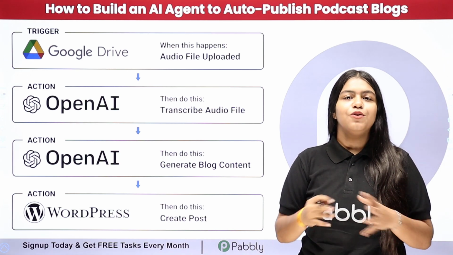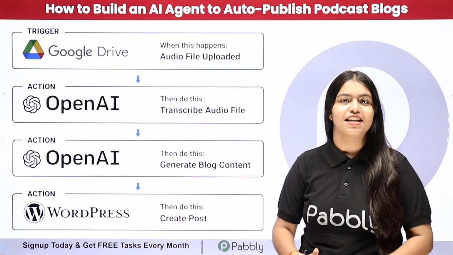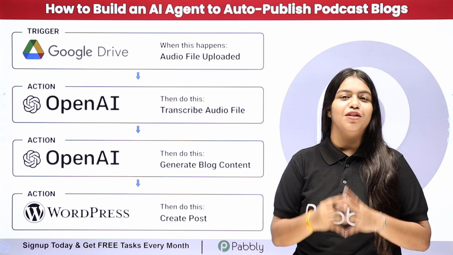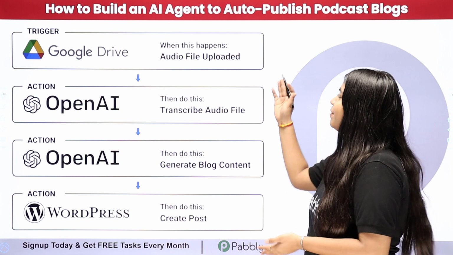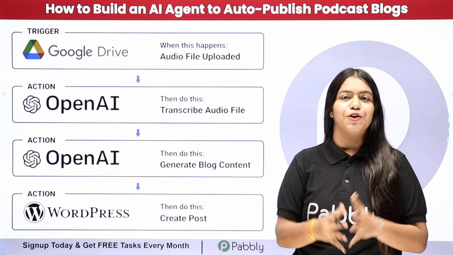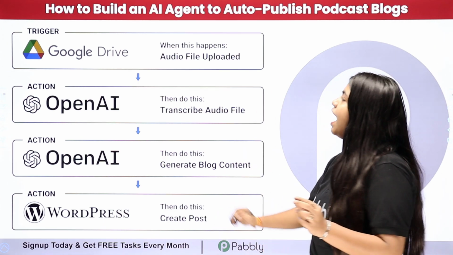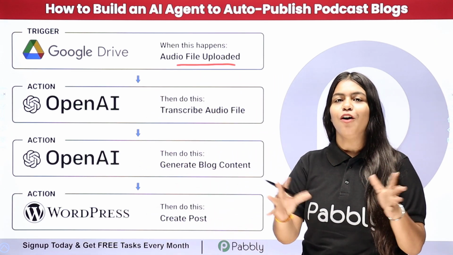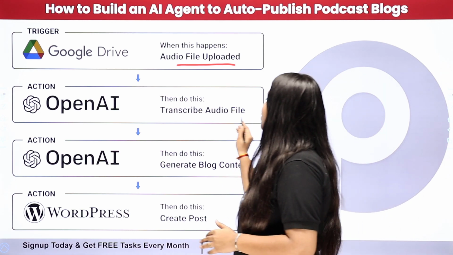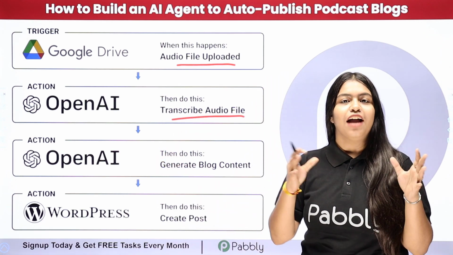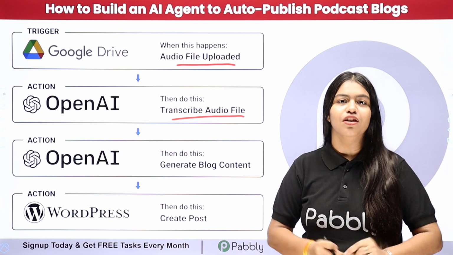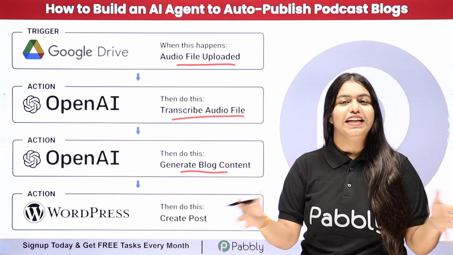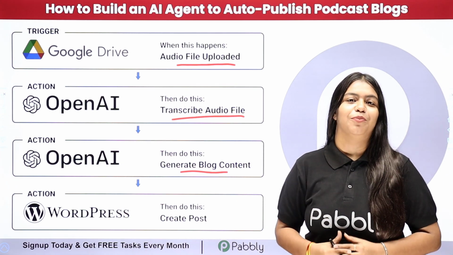So over here, I used to regularly publish podcasts, but writing them in blogs is such a time-consuming task. So to solve this problem, I've simply created this amazing automation where what is going to happen is that as soon as I add my audio file, which is my podcast, into my Google Drive account, automatically my AI agent is going to transcribe the audio file. And further, using that same transcription, we are going to generate the blog content using our AI agent. And further, we can post that blog content on our WordPress account.